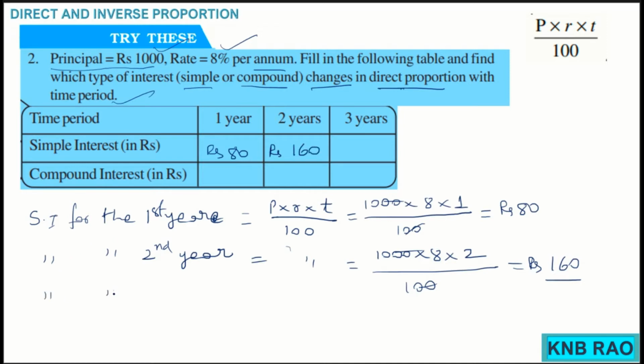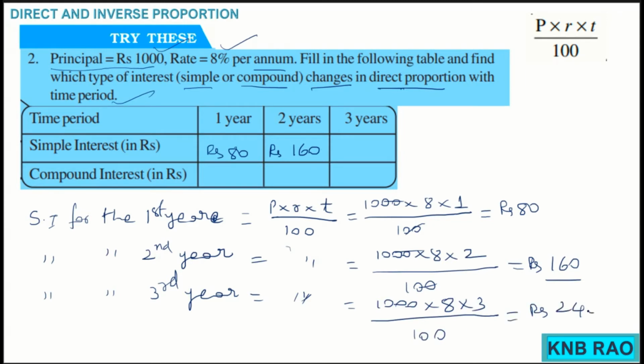So simple interest at the end of third year, with the same formula, we have 1000 multiplied by 8 multiplied by 3, because we are taking 3 years, upon 100, gives rupees 240. Why? Because 2 zeros cancel, 10 into 8 into 3 gives 240 rupees. Rupees 240 we got.